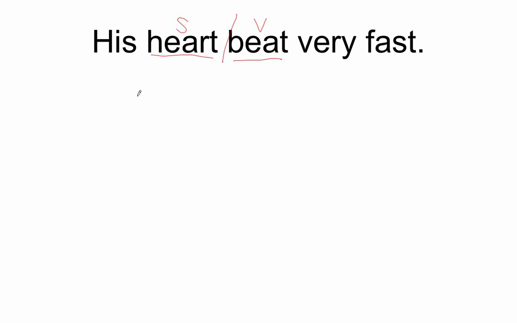Now, how do you form an absolute phrase from this? You take your verb and you add ing. You make it a verbal. So the absolute phrase would be, his heart, beat plus ing, beating very fast. Now, if you take a look at this phrase, in fact, I should put a period there. I just put the square brackets here. This phrase is your absolute phrase.